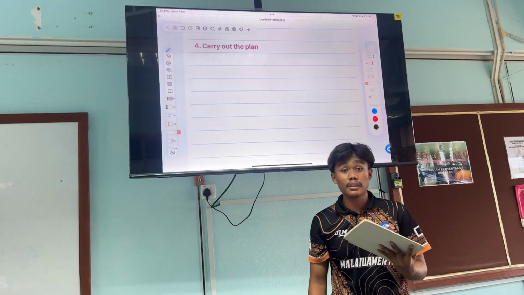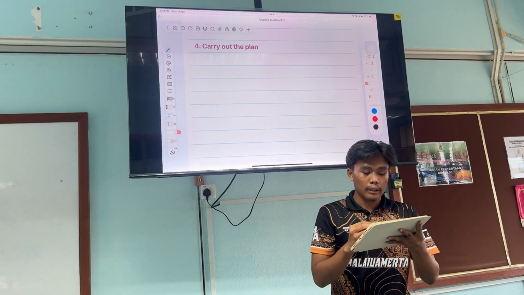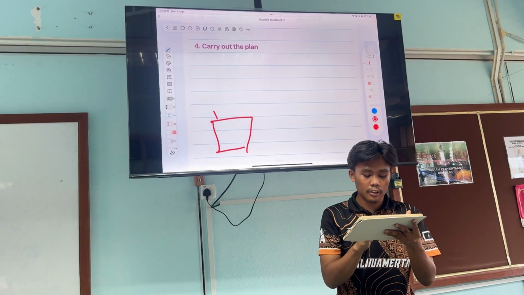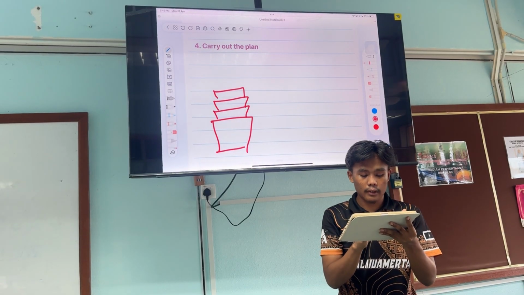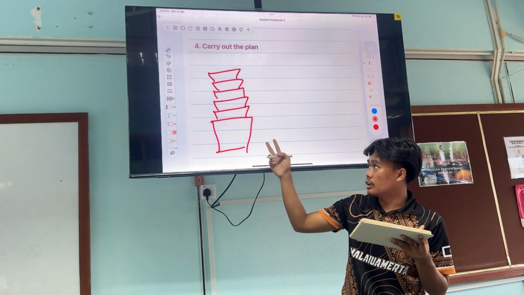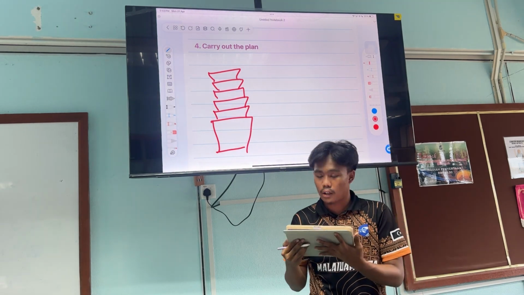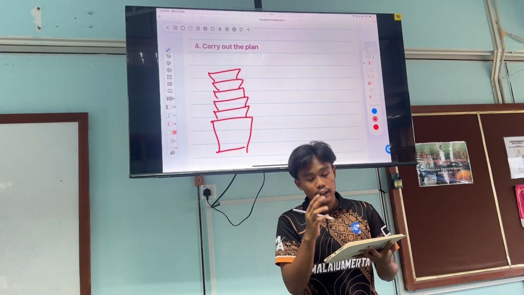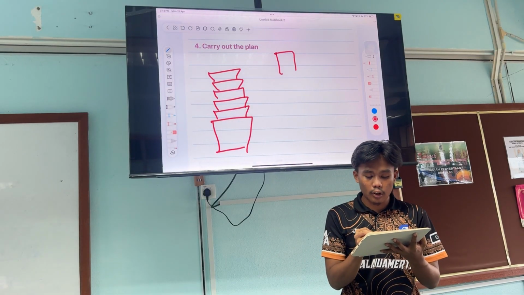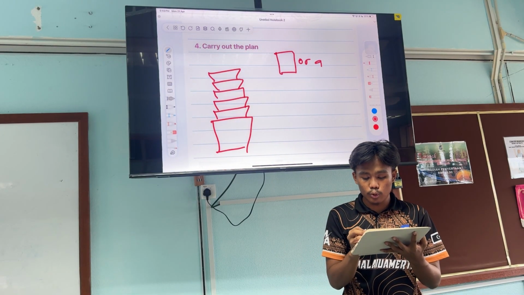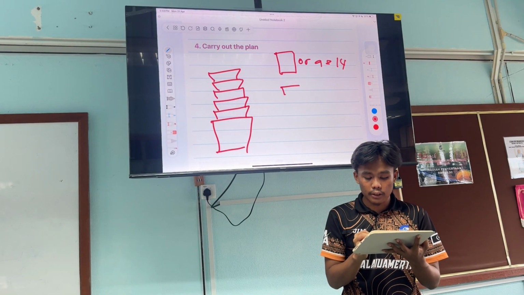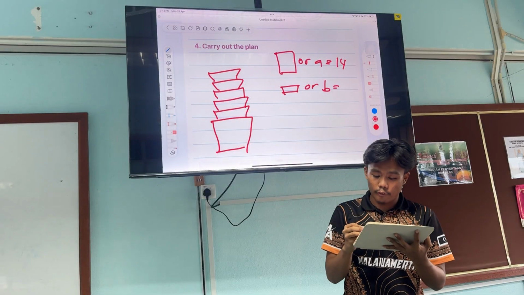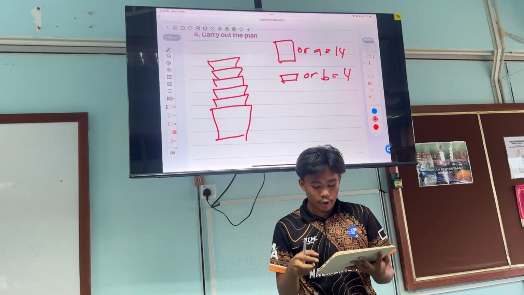Okay, the last one is carry out the plan, where we can sketch the diagram. We can sketch the diagram again to confirm, is this really 34 cm the answer? Okay, we sketch them well. Here is the classes stack, 6 classes that stack. So as the given information, the full classes, or we can call it A, equals 14. Meanwhile, the classes that are not in a full length, or we call it B, equals 4. So we can count it ourselves.